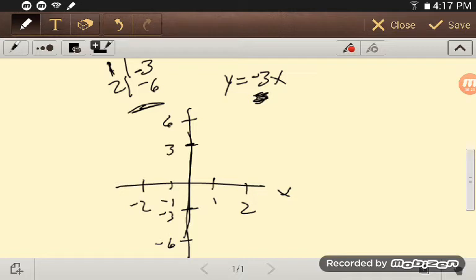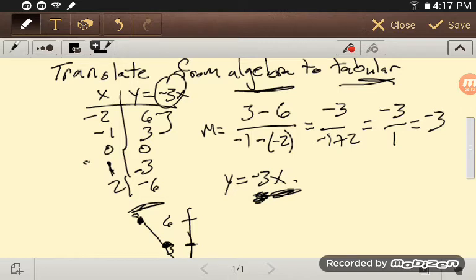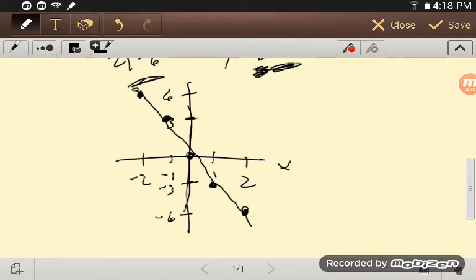Then if we plot those points, well, we had a -2 and a 6, we had a -1 and a 3, we had a 0 and a 0, we had a 1 and a -3, and we had a 2 and a -6. And you see, oh yeah, that's a straight line, and we know that straight lines have this notion of slope. And so we took the algebra, we translated it to the tabular form, and then we translated it to graphical form, and we see we've got a straight line.